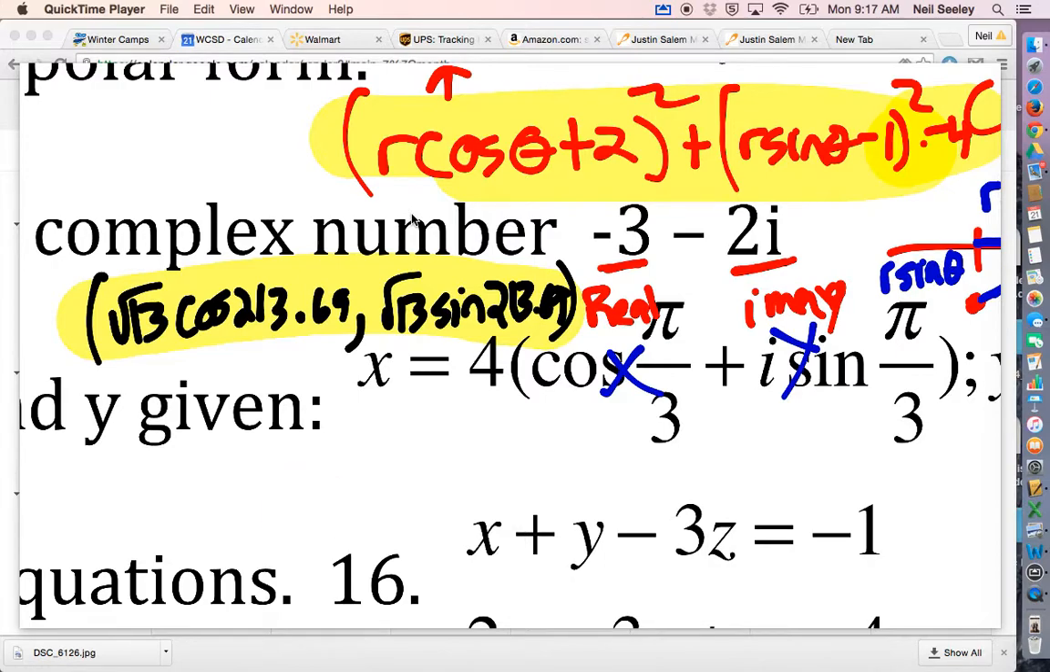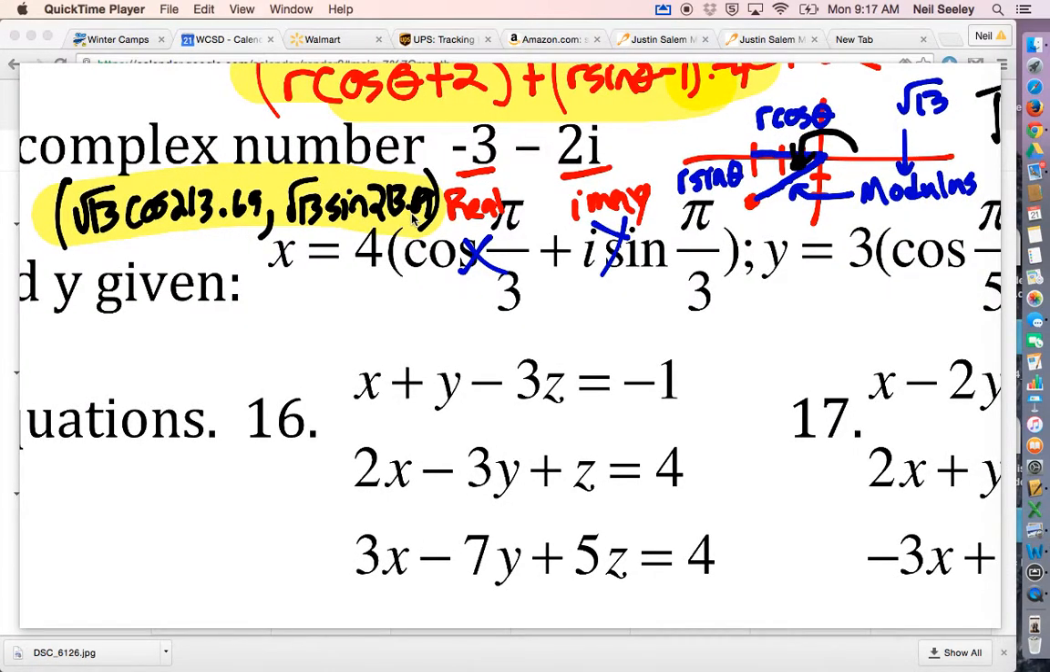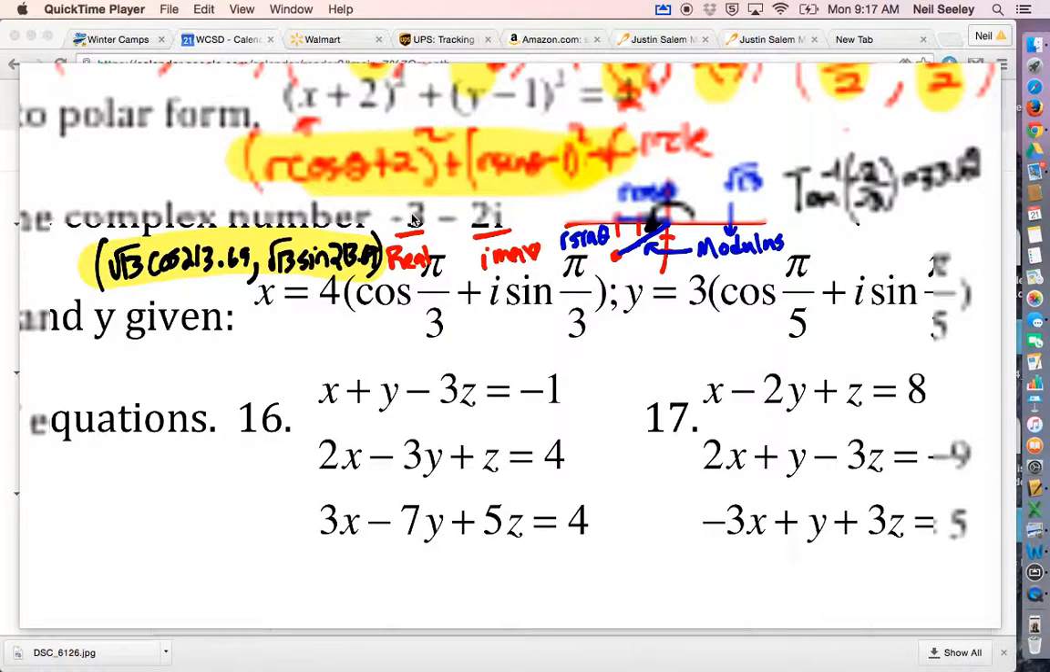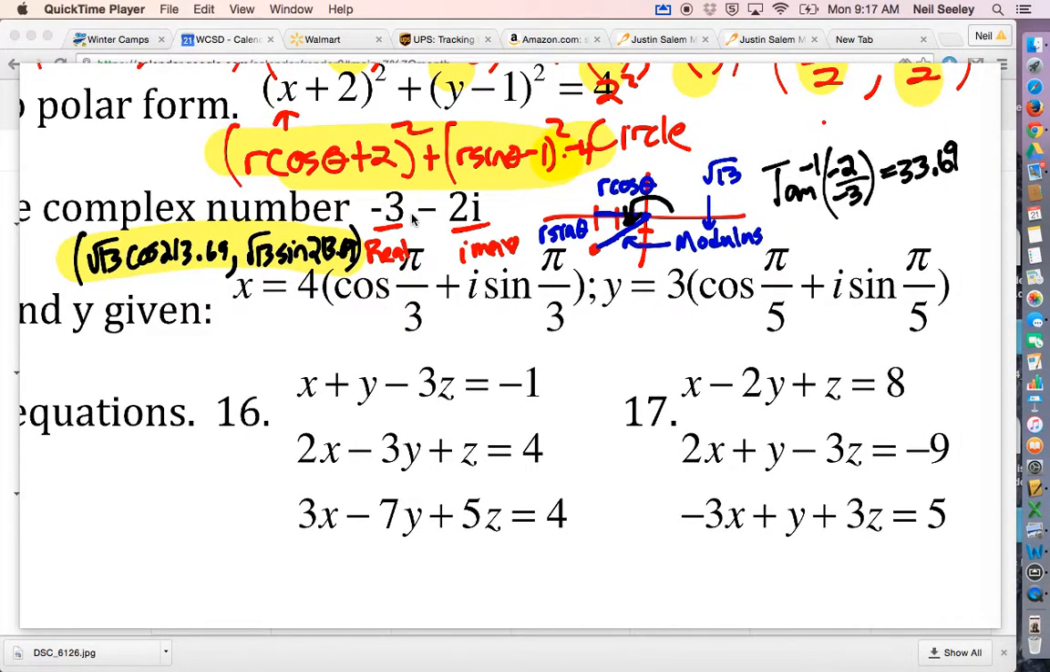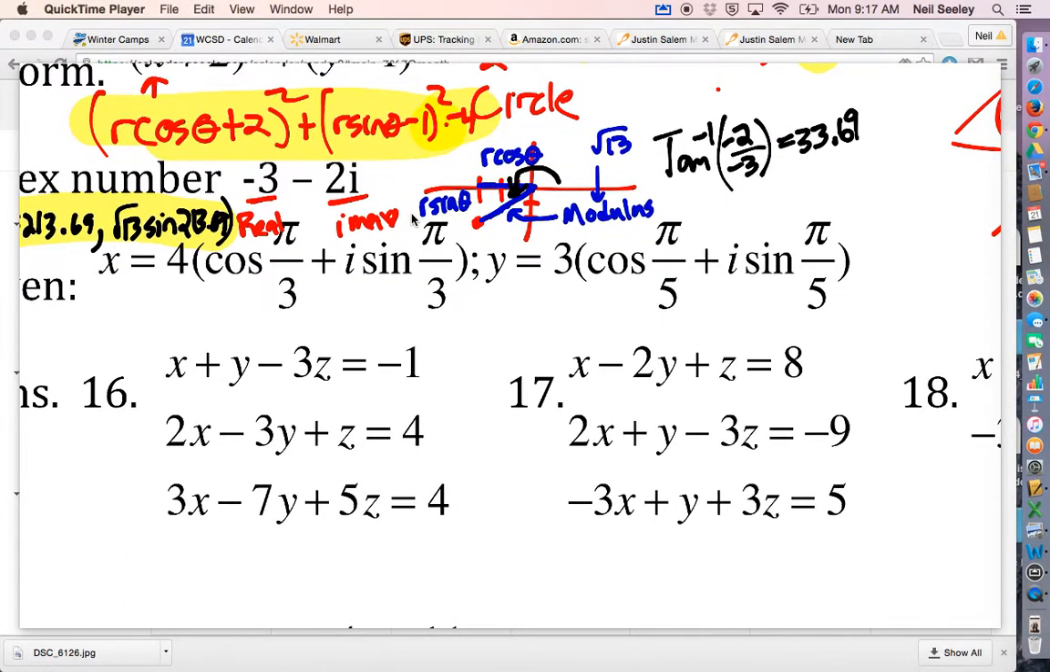Remember, complex numbers are just points plotted. All right, next one, we're going to get to this complex number, and then we'll finish the first page here. Here are two imaginary numbers and complex numbers in trig form, and when you multiply them, oh, these are the best. It's a pretty simple process.